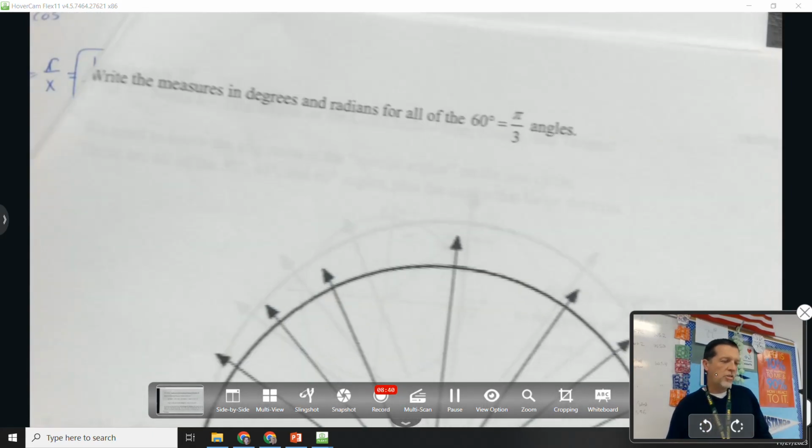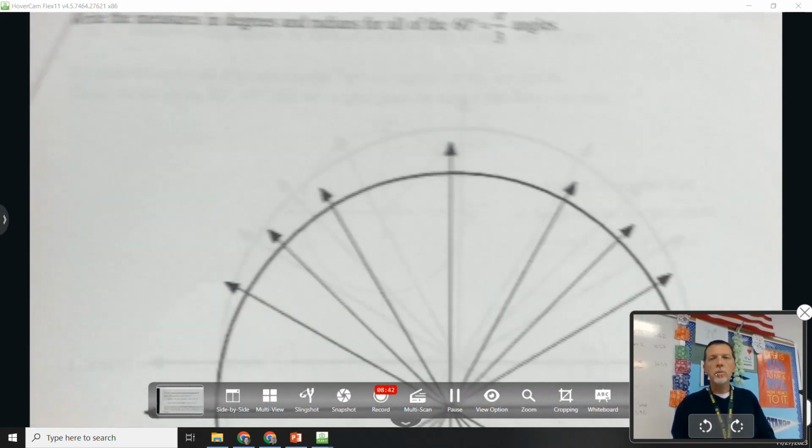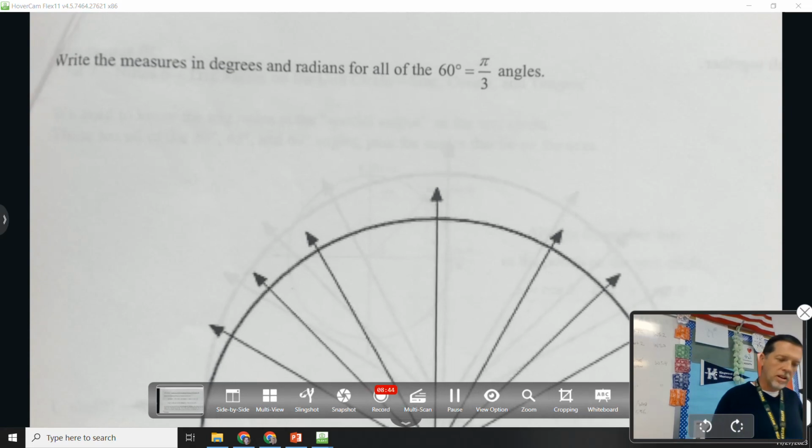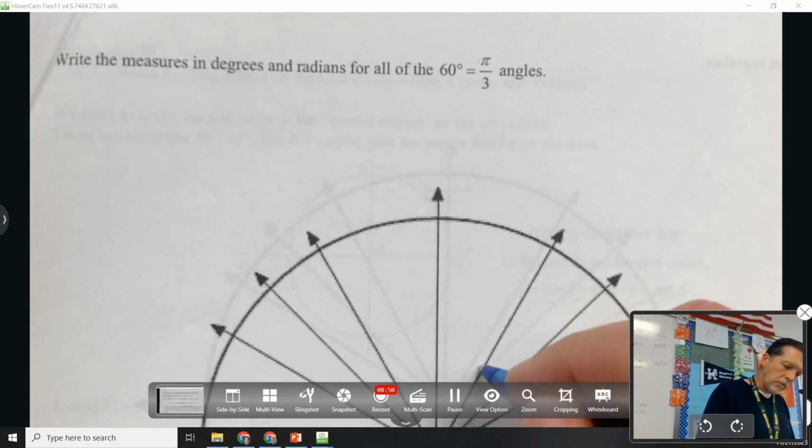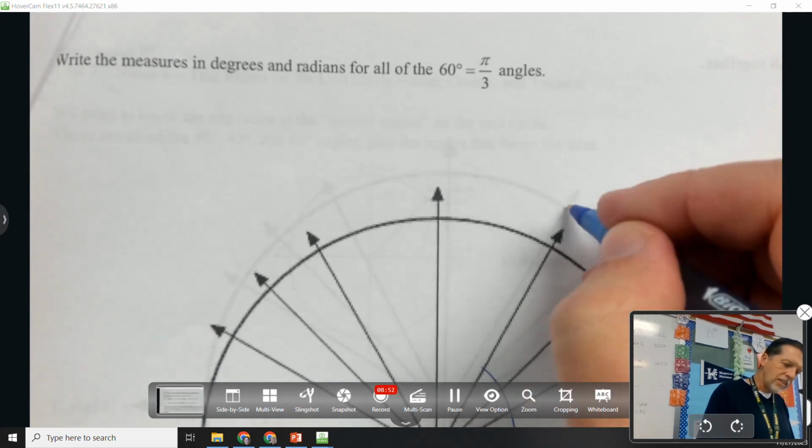Turn the page. Wasting all kinds of paper today, but that's all right. 60 degrees is the pi over 3. So let's talk about reference angles of 60 degrees.